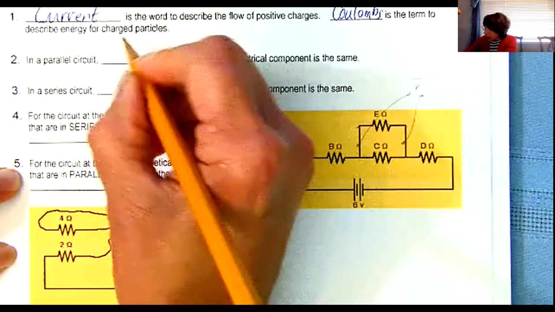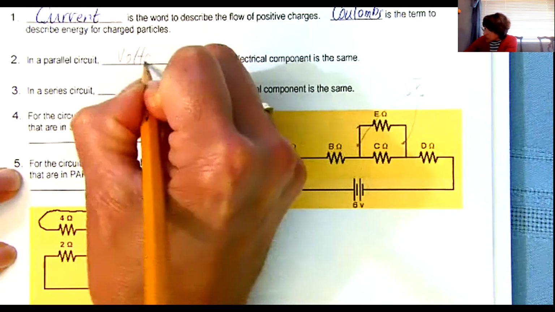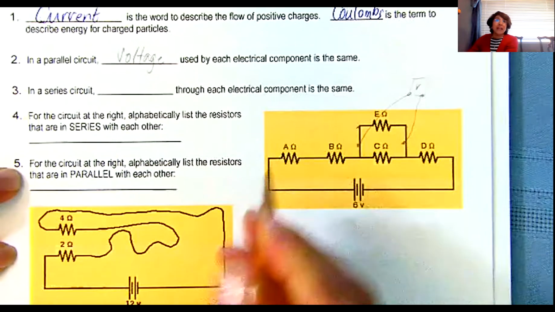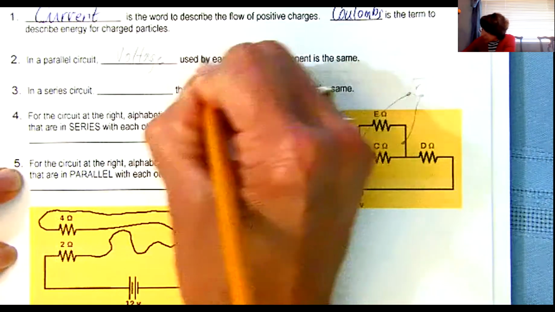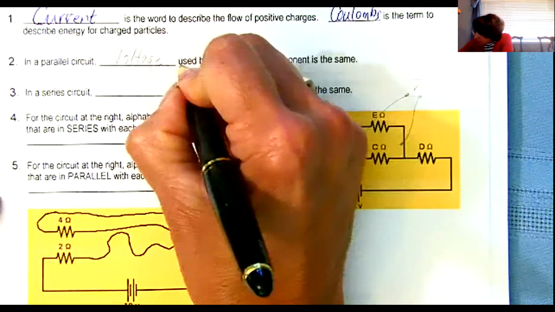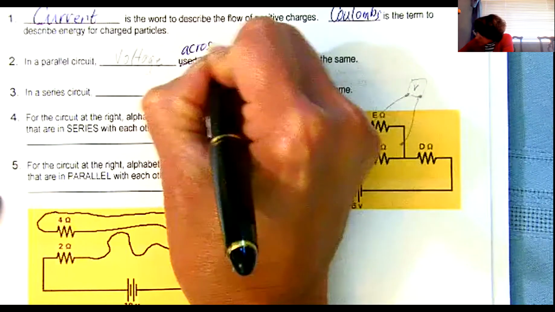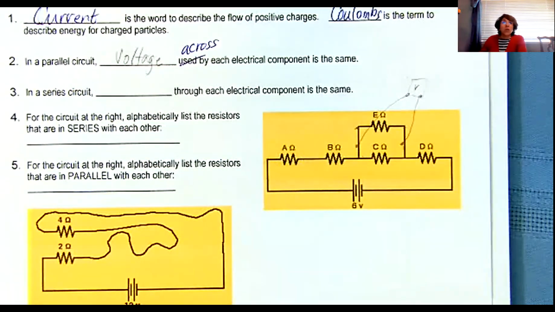Okay, so in a parallel circuit, the voltage, and I don't like the word used, please fix that. Let me use a pen here. It should say across. Should not be used by, across.